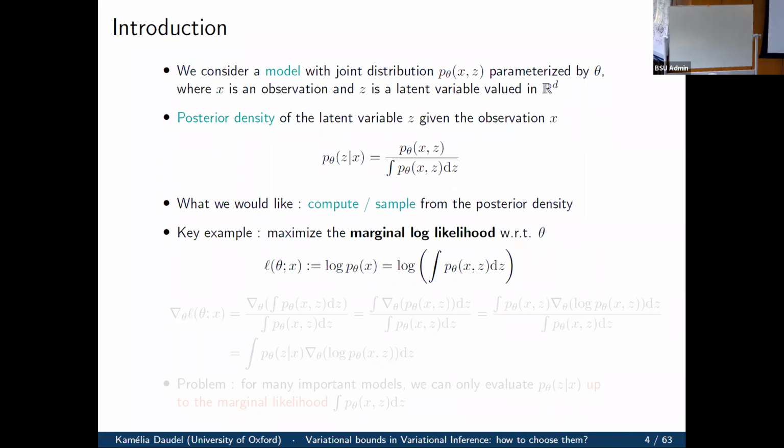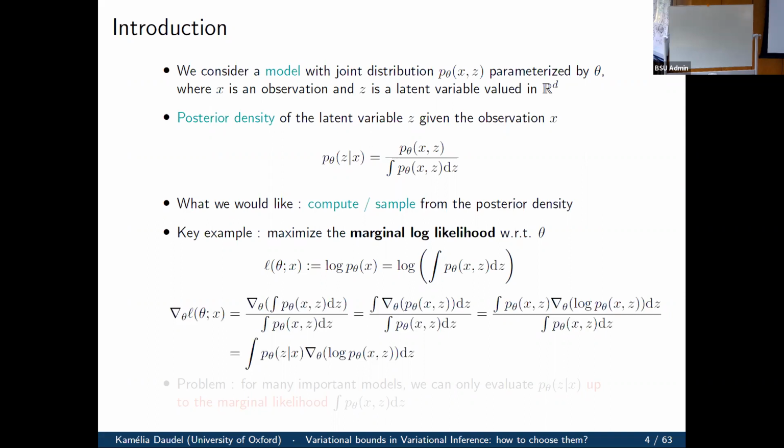So now why am I saying that trying to perform maximum log likelihood relates to being able to sample from the posterior density? If you want to solve this maximization problem, you will need to be able to compute the gradient with respect to theta of this marginal log likelihood. Basically very simple calculations. So I've written them down here in case you don't trust me.